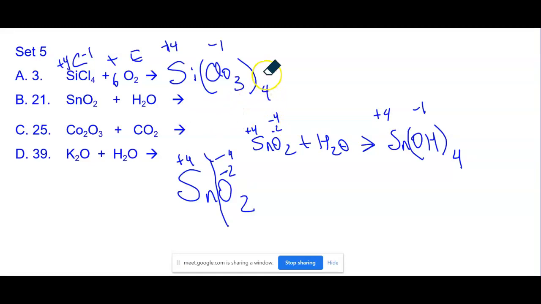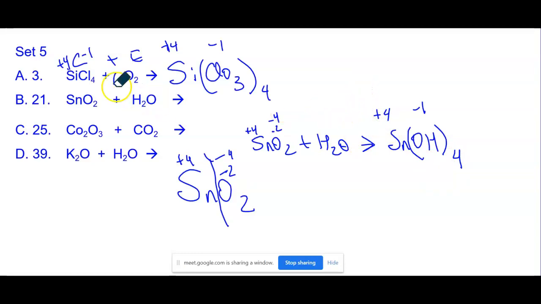Yes or no? Okay, so do you see how I knew that if Sn is +4 on the left-hand side, then Sn has to be +4 on the right-hand side. So now I know it goes +4 and -1, crisscross, reduces to 1 with Sn and 4 with OH. And remember, OH is poly, so I have to have parentheses around OH. Okay?